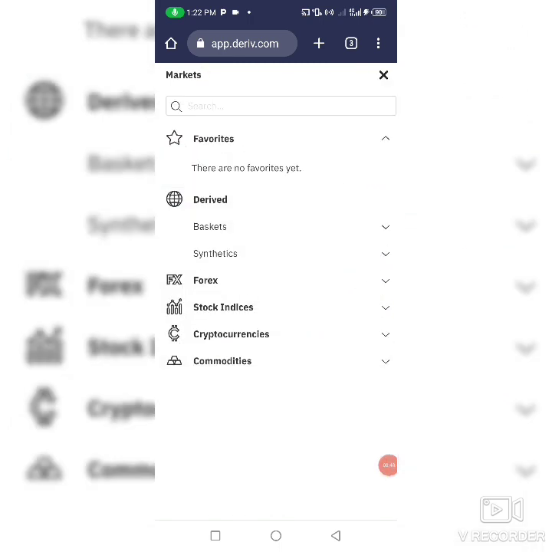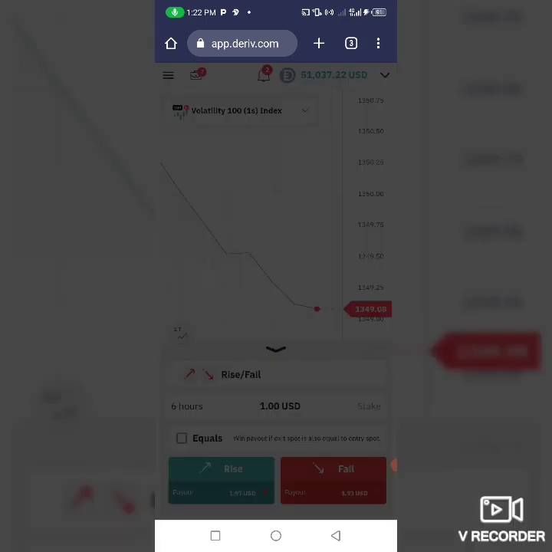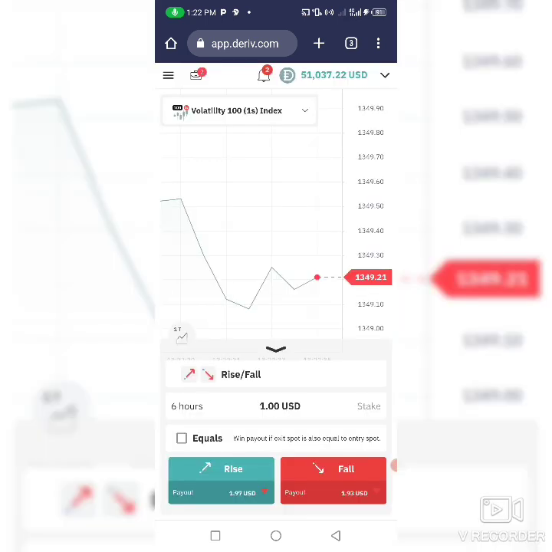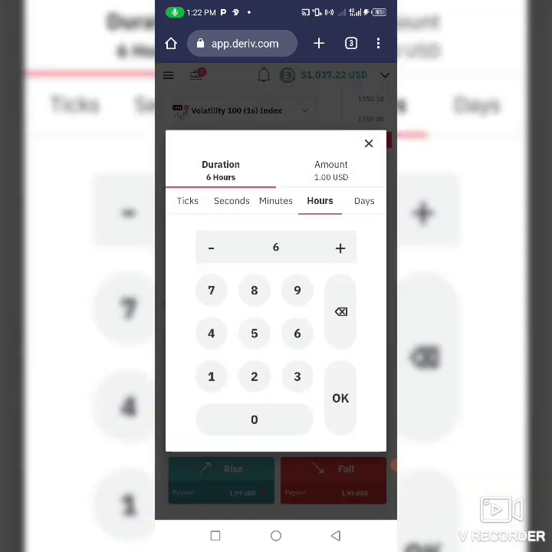This is volatility 100 index as I analyzed. So this is 6 hours, then $1. Now since this cannot be lost, we're not going to be trading just $1.